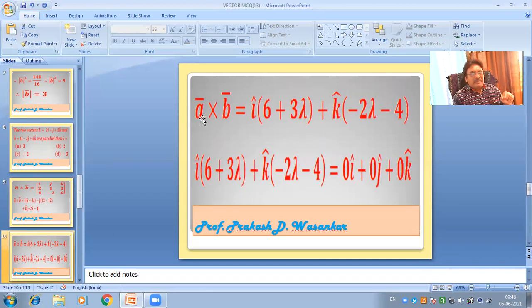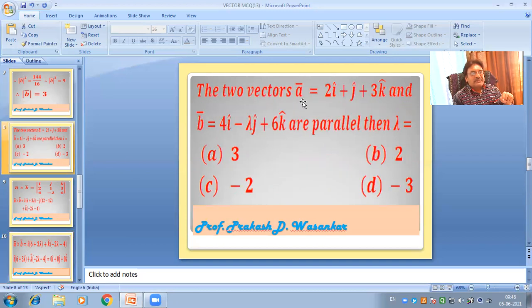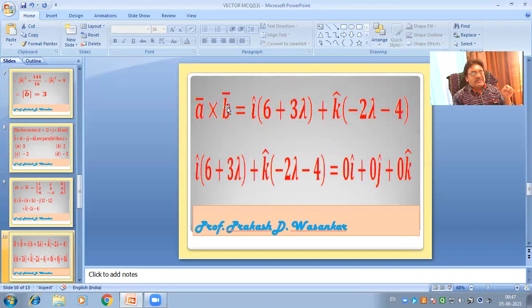And in this problem it is given that A bar and B bar are parallel. Therefore the value of the cross product, that is vector A cross vector B, equals 0. So we write here vector A cross vector B equals 0. Therefore i(6 plus 3 lambda) plus k(minus 2 lambda minus 4), which equals A bar cross B bar equals 0, that is the null vector. Null vector can be written as 0i plus 0j plus 0k.